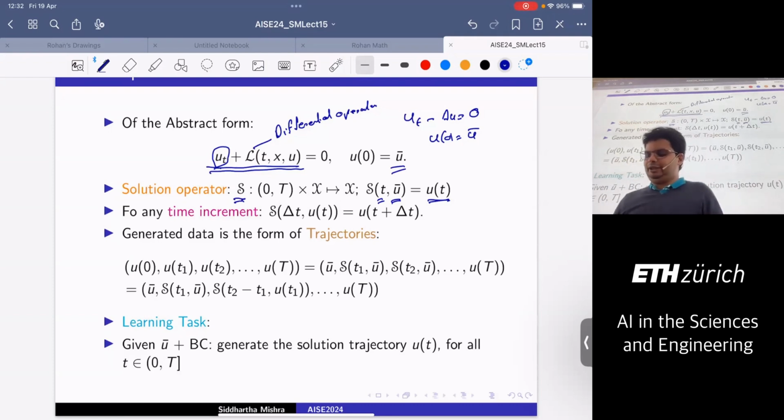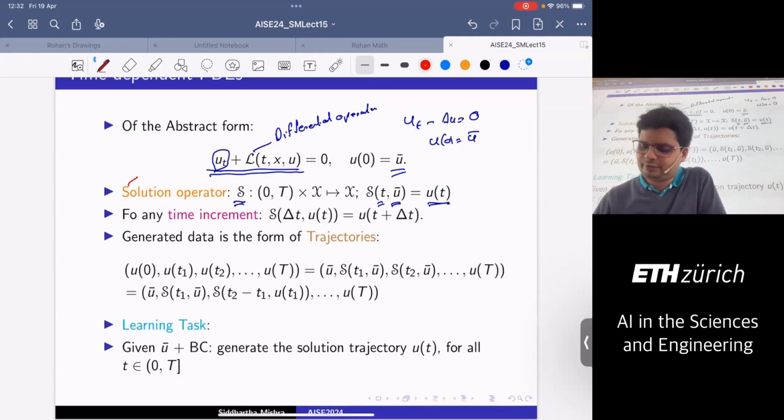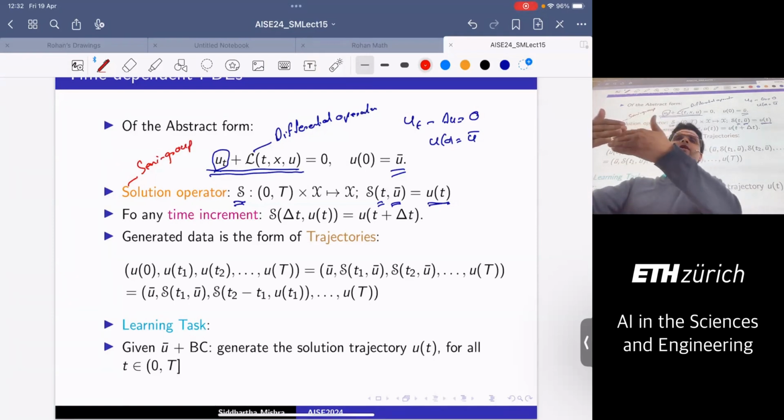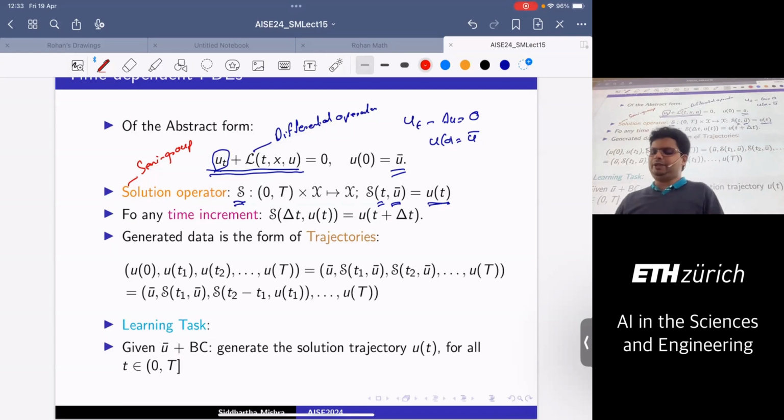So now, in particular, what we know is that this solution operator has something called a semigroup property, semigroup. And the idea is that if you have done the evolution, you can start at a different time and move further and you get back the same solution. So this is what causality is. And what it means is that you can also put in the time increment here.